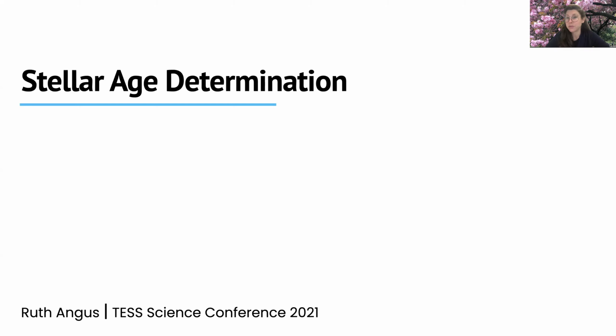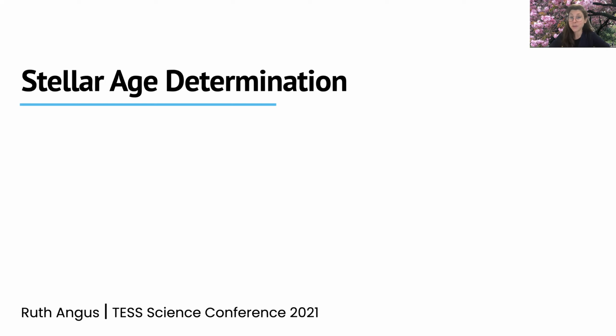I'm going to talk today about stellar age determination, and particularly with TESS, one of the most important modes of stellar age determination is going to be gyrochronology or rotation dating. So that's what I'm mostly going to talk about in this talk. I'm going to talk about the gyrochronology models that we use, and I'm going to talk about how we measure rotation periods from TESS data.